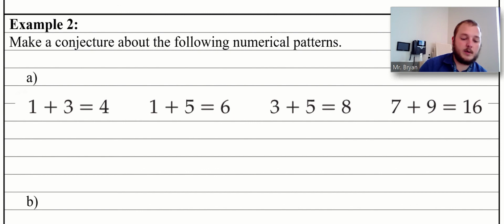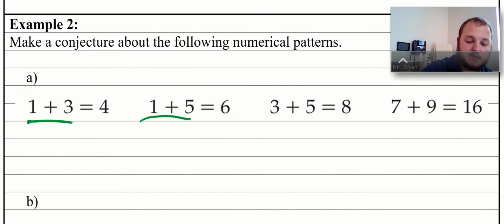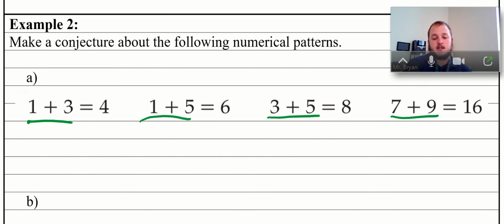So for instance, I have 1 plus 3 equals 4, 1 plus 5 equals 6, 3 plus 5 equals 8, and 7 plus 9 equals 16. So notice there's not a specific number that we're adding on each time. You know, 1 plus 3, 1 and 5, 3 and 5, 7 and 9. It's just random numbers there. But is there a pattern between all of those that we're using?